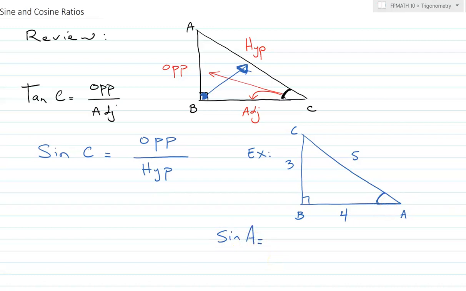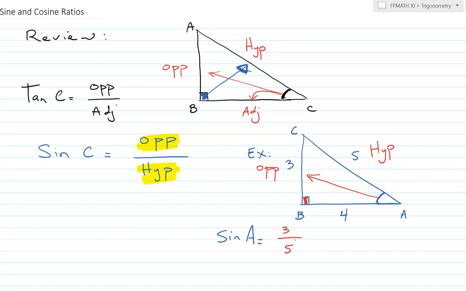All right, first things first, we need to label. Remember, we need the opposite and we need the hypotenuse in here. So what is the opposite? Oh, the side opposite angle A is 3. So that's the opposite, OPP, and always label it just like that so that you can see it. And then the hypotenuse is always the longest side, the side opposite to the 90-degree angle. So that is your hypotenuse, HYP. All right, so the ratio will be 3/5.